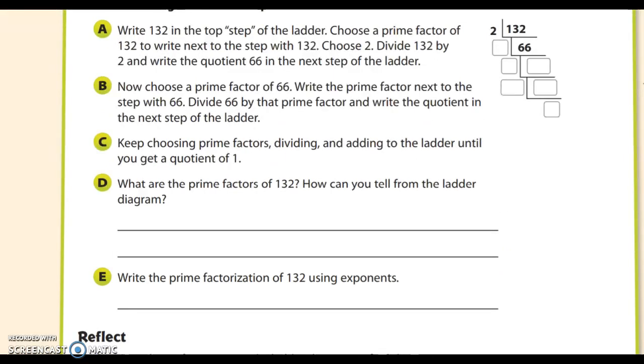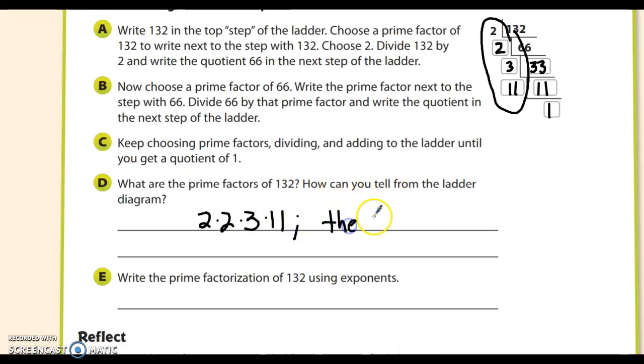What are the prime factors of 132? How can you tell from the ladder? Let's do this again real quick. 2 goes into 66 33 times. 3 goes into 33 11 times. 11 goes into itself once. The prime factors are 2 times 2 times 3 times 11. It says, how can you tell from the ladder diagram? The numbers on the left.